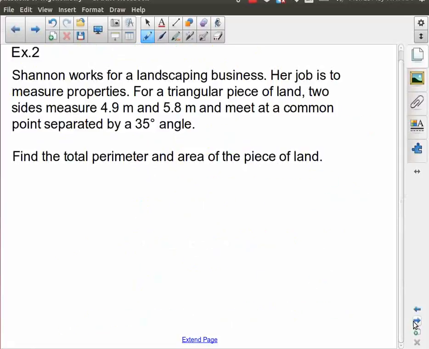Next question, we have, in this case, landscaping, which is a fairly common use for triangles, for surveying. Her job is to measure properties for a triangular piece of land. Two sides measure 4.9 meters and 5.8 meters, and they meet at a common point separated by a 35-degree angle. So I'm going to draw something like that. I probably made this side a little too long, but that's okay.